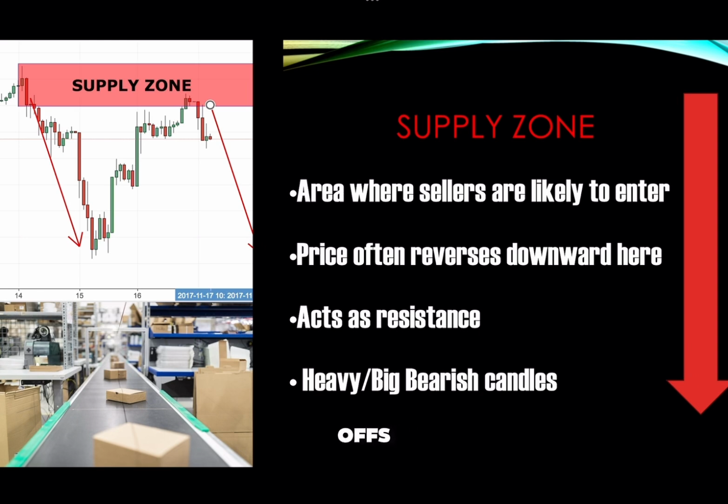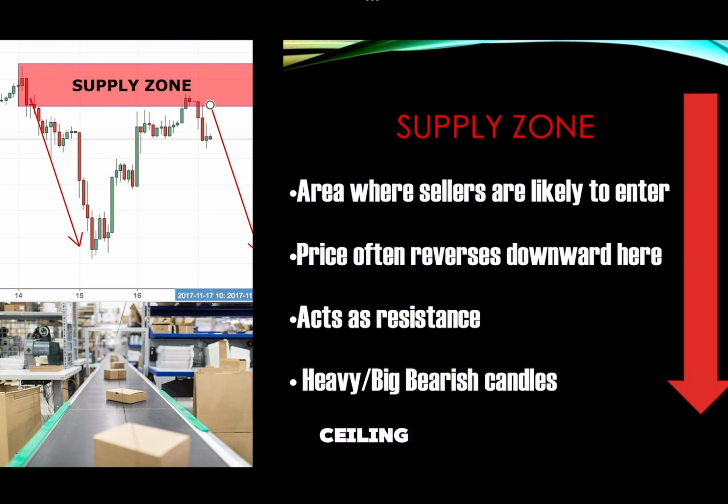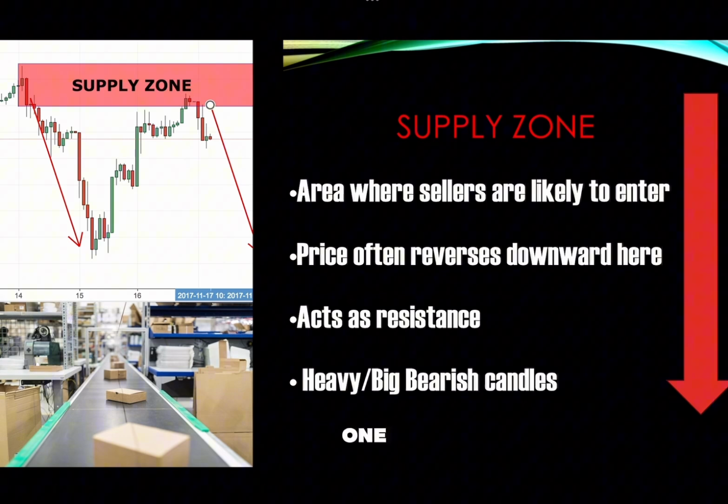But supply zones, like I said before, are areas where the market comes up and you have heavy sell-offs, right? So we see a heavy sell-off right here. Areas where sellers are likely to enter. So there's a lot of sellers in this area right here. So guess what a lot of people are going to do? They're going to sell it there, okay? Price often reverses downward from here, acts as resistance. Like I said, resistance is a ceiling. Heavy, big bearish candles, just like this one right here. Boom, see this heavy candle? See this heavy candle? And yeah, boom.